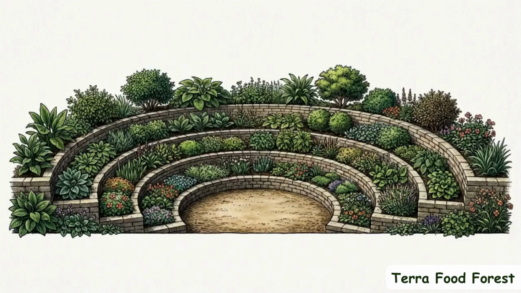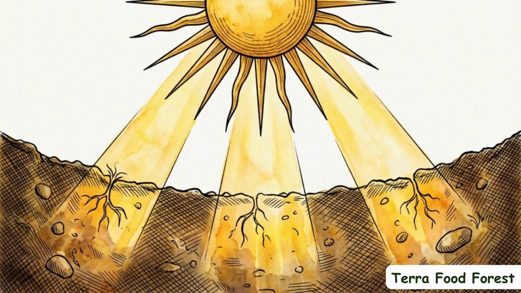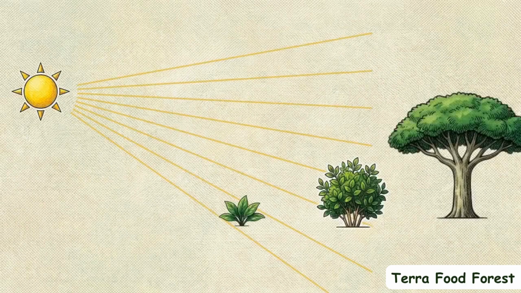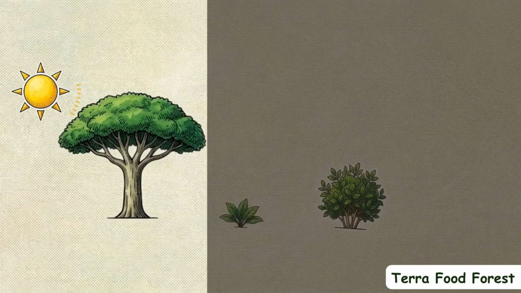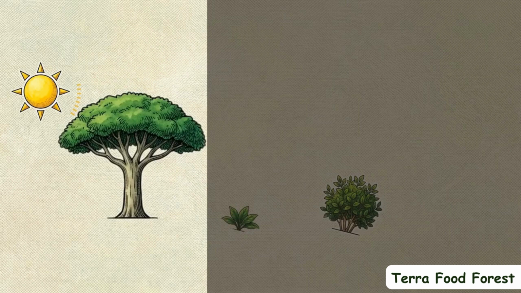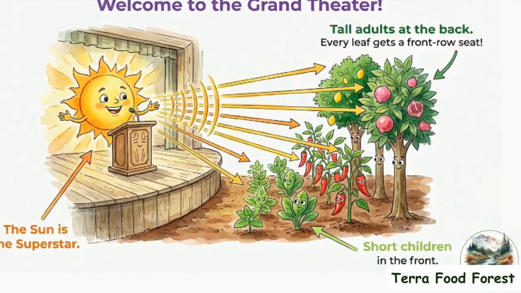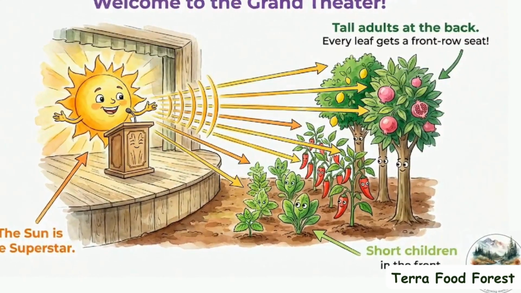Imagine your garden as a grand theater. In this space, the sun is the superstar performer, the main attraction on the stage. For an audience to see a show, they must be arranged by height. If the tallest adults stand right at the front, the children behind them are blocked. The performance is wasted. This diagram illustrates the structural solution in a food forest.